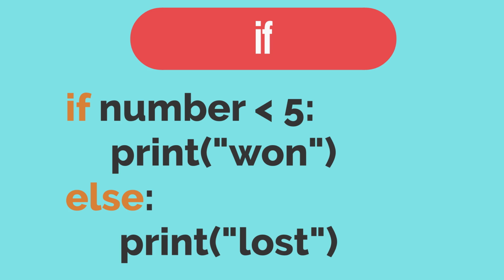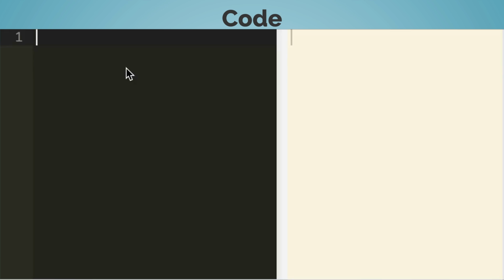For example, you want to output 1 if variable number is less than 5 or else you lose. Using if loop, you can write if number is less than 5, print 1, else print lost. Isn't that super cool? Let's import the library random.